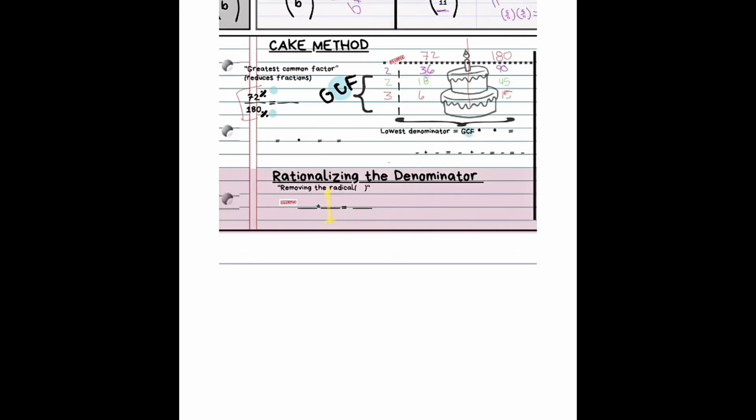So there we go. Now we can pull out one more factor. 6 divided by 3 is going to give me 2, and 15 divided by 3 will give me 5. So for 72, we have 2. For 180, we have 5. And for the greatest common factor, we have 36.